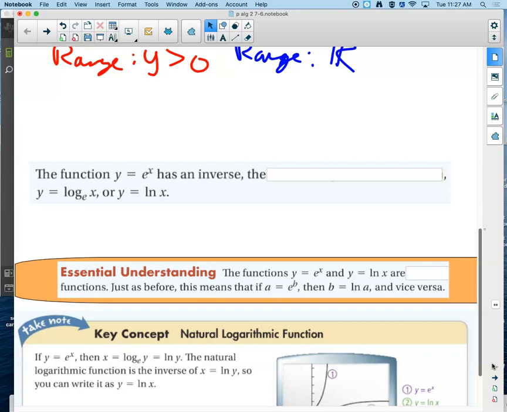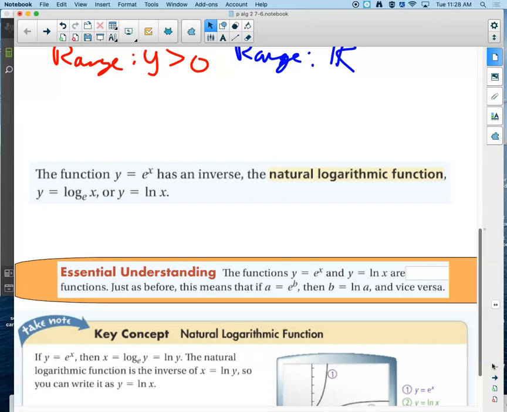So the function y equals e to the x does have an inverse. It is the natural logarithmic function. And the book is not going to write it as log base e of x. That's us. We have to know that. Just like we have to know log is base 10, we have to know that ln, natural logarithm, is base e. So when they say ln, most of the time we're going to change it to logarithm base e, so we can just use all the methods we've already learned.